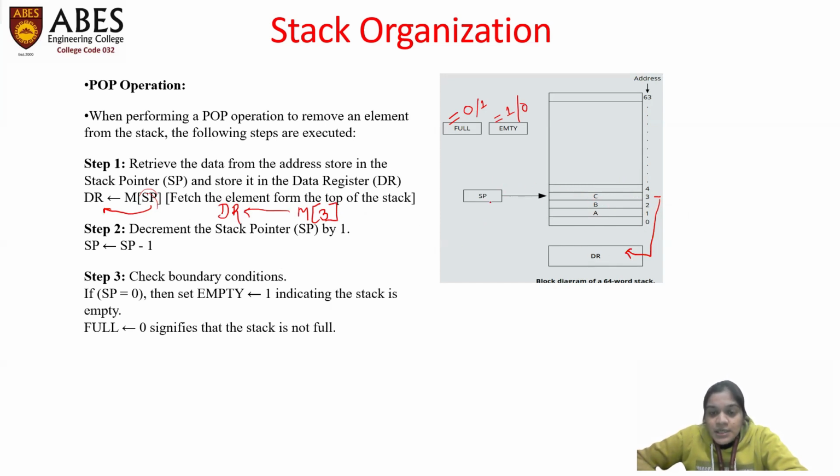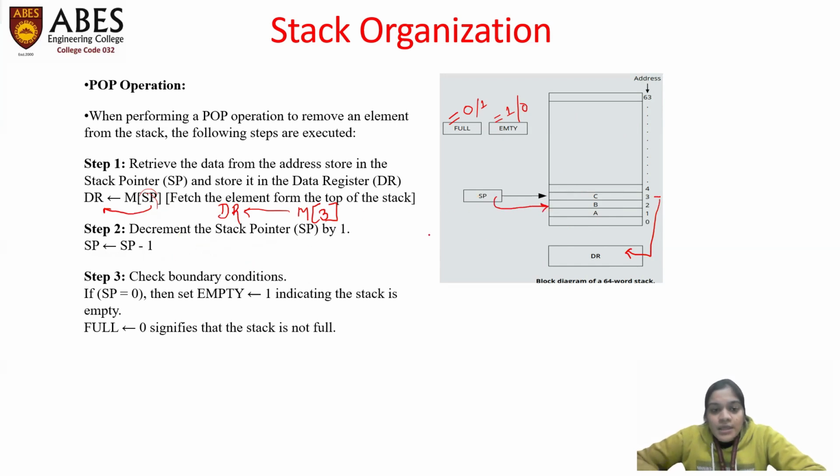Once it is done, the stack pointer value will be decreased by 1. Decreasing the value by 1 will make the pointer go one location below or one location down inside the stack organization. So the instruction would be SP equals SP minus 1. At this time, the stack pointer will be denoting the location 2.